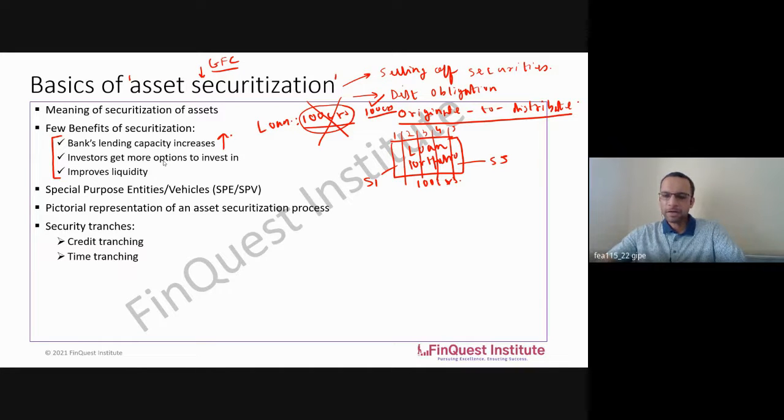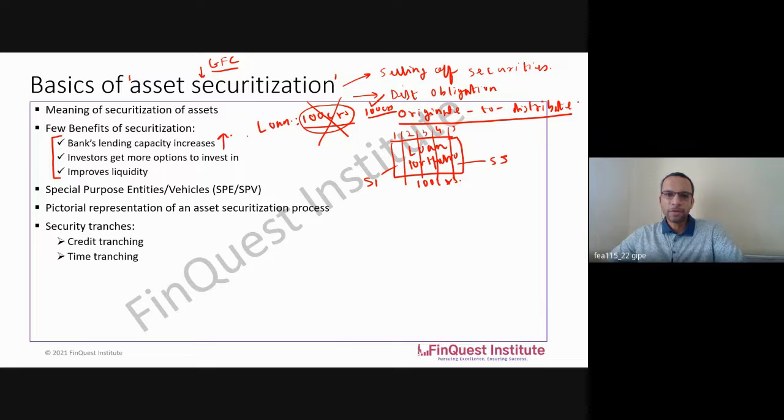Now, a liquid market is something everyone prefers, because a liquid market has its own advantages, that is, better price discovery, and demand and supply can be matched in a much better way, etc. All of these things are seen as a positive from the market's point of view. So securitization has the potential to push liquidity up in the market as well. These are a few benefits which I feel come from the process of securitization.